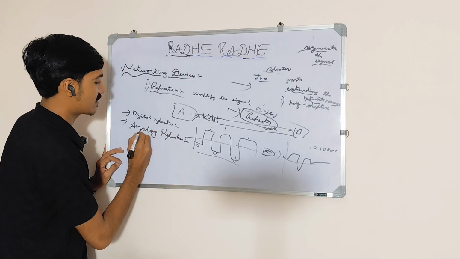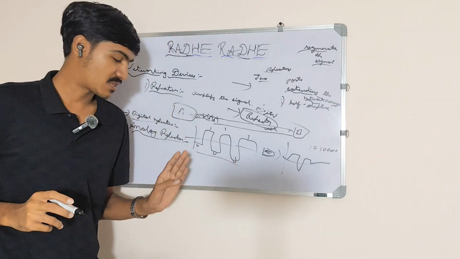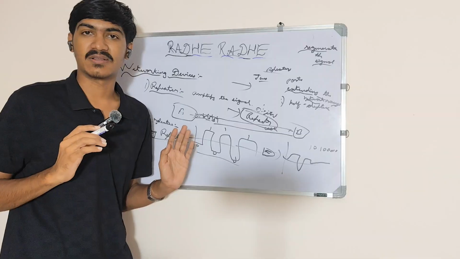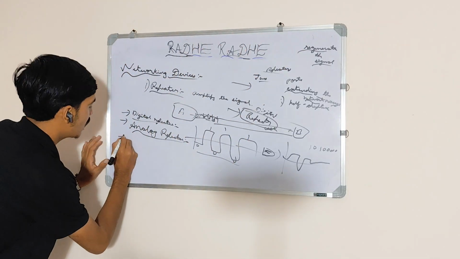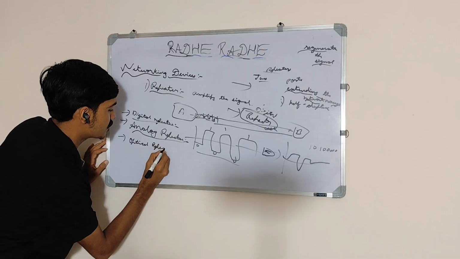You can say the definition by seeing itself. An analog repeater is nothing but a device which accepts weakened analog signals and sends out strong analog signals, regenerating them by amplifying, boosting them. That's it. We have one more repeater called an optical repeater.